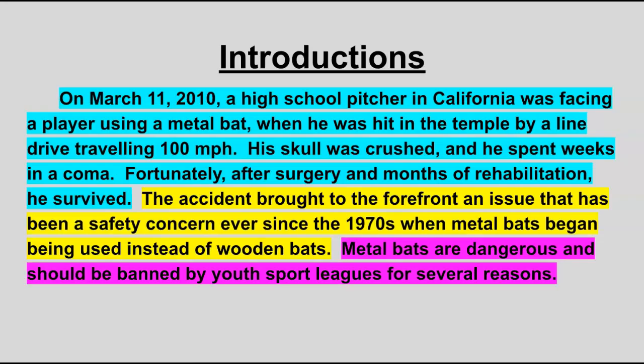And then we finish with our thesis. This is what you're trying to convince your reader of. So in an argumentative paper, this is your argument. Metal bats are dangerous and should be banned by youth sports leagues for several reasons. So your thesis in an argumentative paper is the point that you're trying to get your reader to agree with.